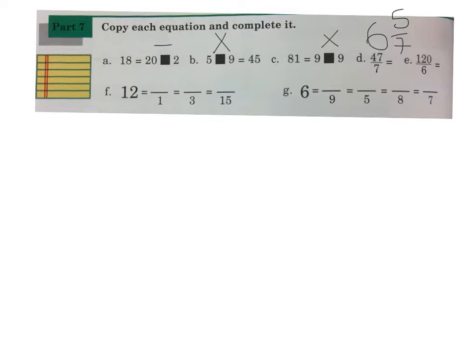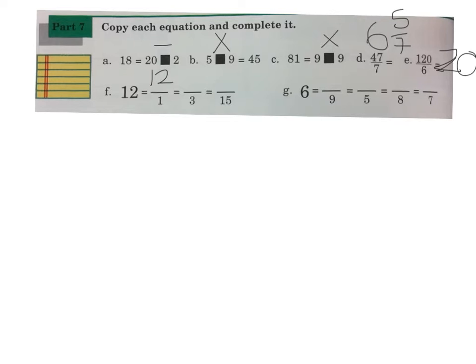For E, you have 120 over 6. And if I look at my multiplication chart, 6 times 20 equals 120. There's nothing left over because 6 times 20 is exactly 120. So for E, I just have the whole number of 20. For F, when I look at 12 as a whole number, and I have the bottom number of 1, I know that the top number will be 12, because 12 over 1 is the same thing as 12 as a whole number.